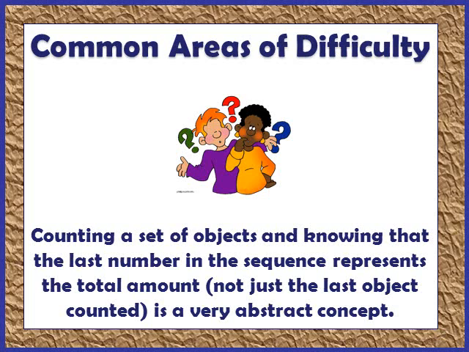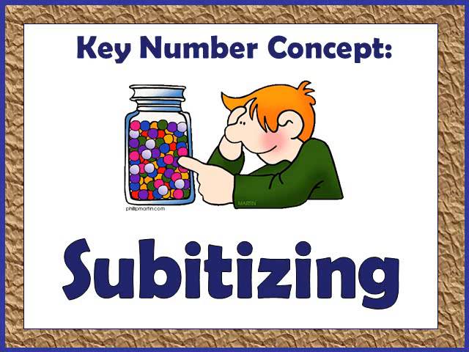One area of difficulty in this strand that students typically have is understanding that when they're counting a set of objects, the last number counted in the sequence represents the total. This is a very abstract concept. To help students with this, we can always point to objects as we're counting and then draw a finger circle around the entire set when we say 4, for example. So if we're pointing 1, 2, 3, 4, then use our finger to draw a circle around the entire set and say that's 4 objects in all.